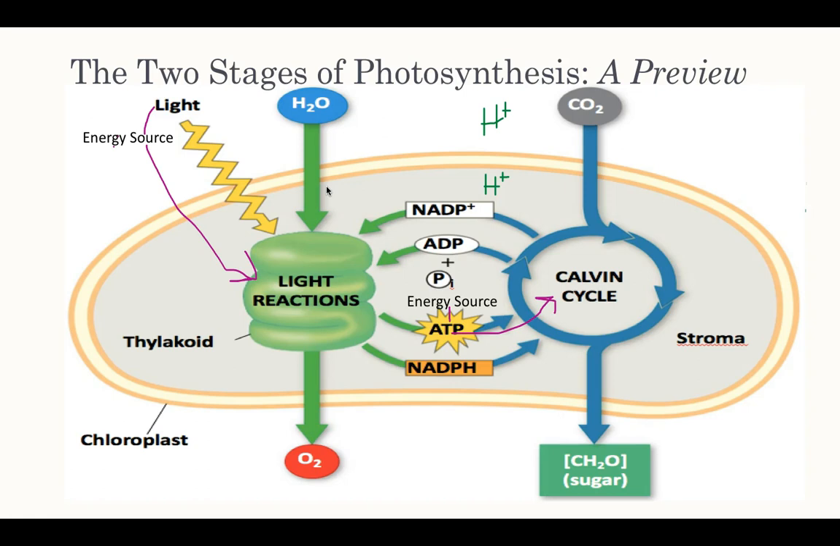So where does ATP come from? ATP is going to be created as a product of the light reactions. So the water is essential because water is composed of hydrogen and oxygen.